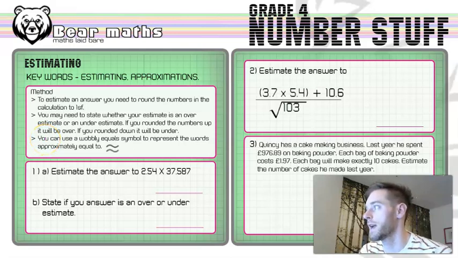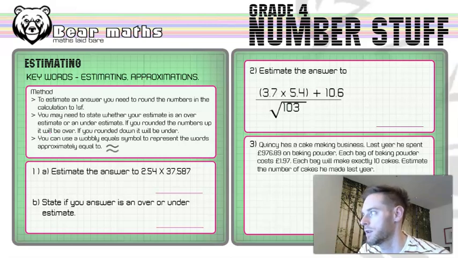This video is on estimating. Keywords are estimating and approximations. Now estimating is when you are making an answer less accurate. It is something that you do to make your life easier. Estimating is an approximation. Approximations are estimates, it means pretty much the same thing. It's something that is close in value to the actual answer.